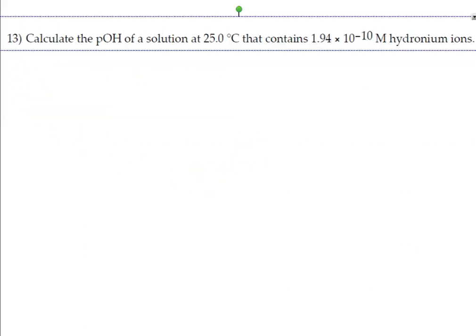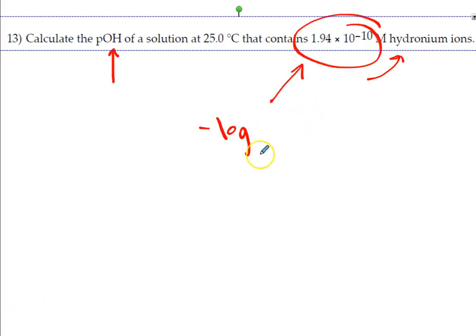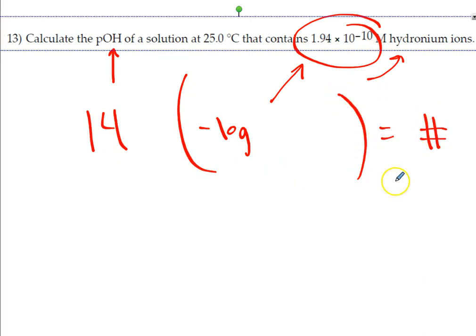The pOH, if it has hydronium ions. That's a good question. Why don't you try that on your own for a minute? Take the negative log of that, and then I would say 14 minus that. And that would tell me my answer. Okay with that? Because pH and pOH together equal 14, so you can take 14 minus the pH to get the pOH. I like that question.